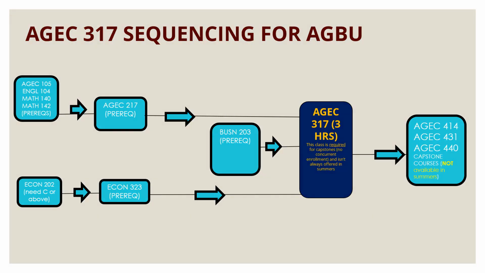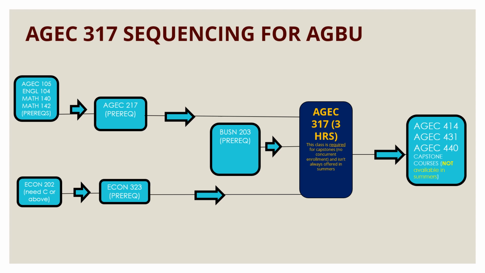As an agribusiness student, the best thing to think about here is planning backwards. For example, decide what semester you're planning to graduate and put your capstone classes in that semester. AgEc 317 is a prereq for these classes and has a lot of prereqs on its own, so you can plan that for the prior semester. We recommend keeping your statistics class, Business 203, and Econ 323 in separate terms.